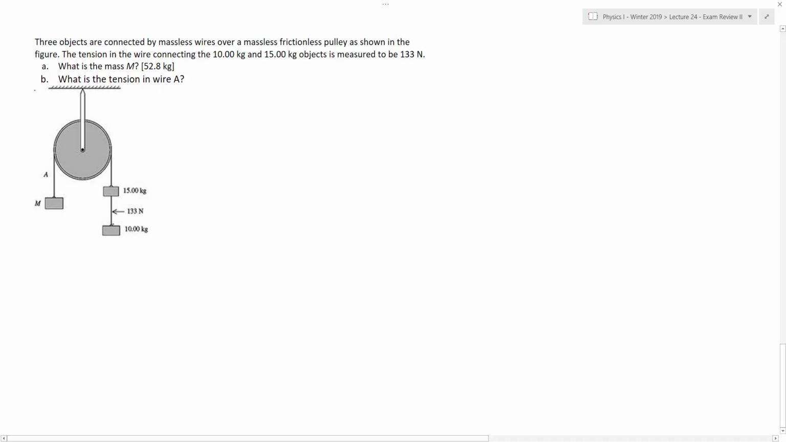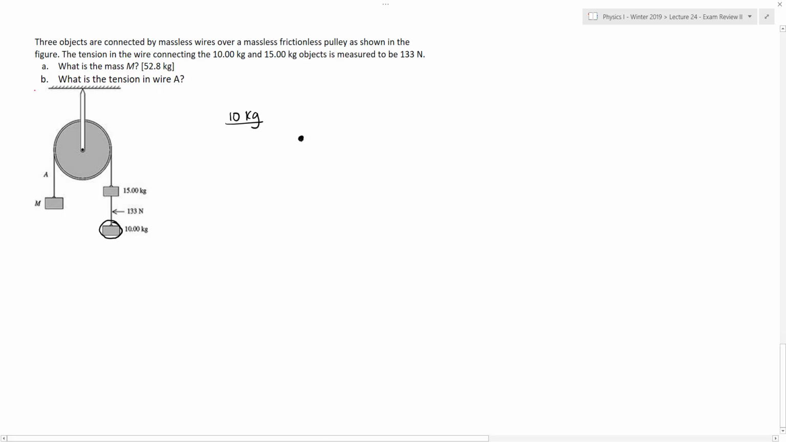So we're going to start by drawing a free body diagram of this object over here, the 10 kilogram mass. The reason why we're doing that one first is because we know what all the forces acting on it are, so we'd be able to figure out what its acceleration is. Since everything is attached to each other with this wire, we know that all three of those masses have to have the same acceleration because they're all stuck together. So let's look at the 10 kilogram mass. I'll draw a free body diagram of it.